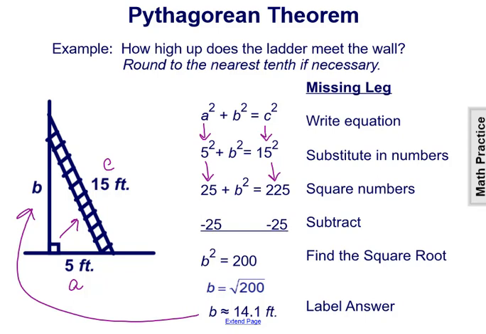So you can see, again, when you have missing side lengths, whether it's a leg or a hypotenuse, you can always start with the Pythagorean theorem and use that to find your answer.